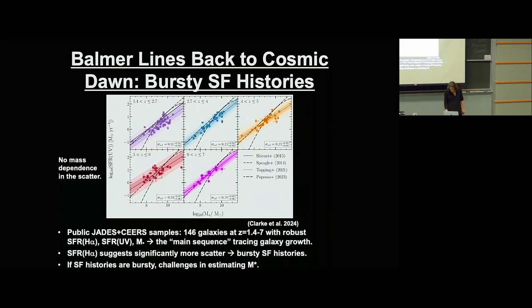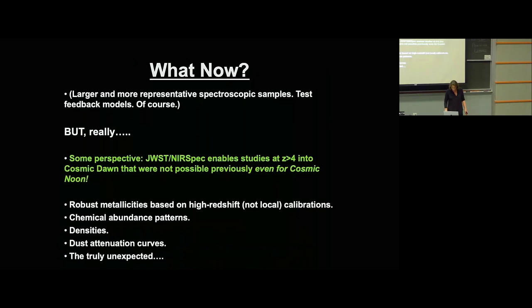Okay, so that's great. Scaling relations, they're super important. If we can measure them robustly, we can get some nice comparisons and constraints on galaxy formation simulations. We need larger samples, we need more representative spectroscopic samples, test feedback models, and so on. Okay, great. But that's not what I wanted to talk about.